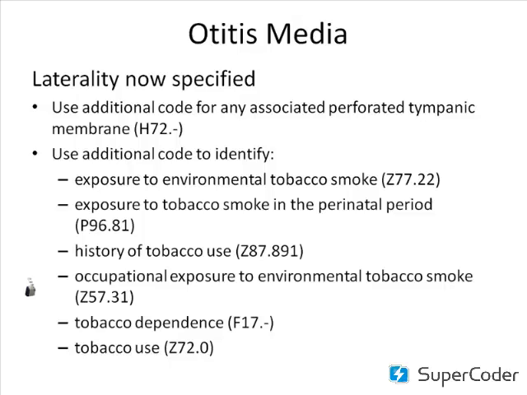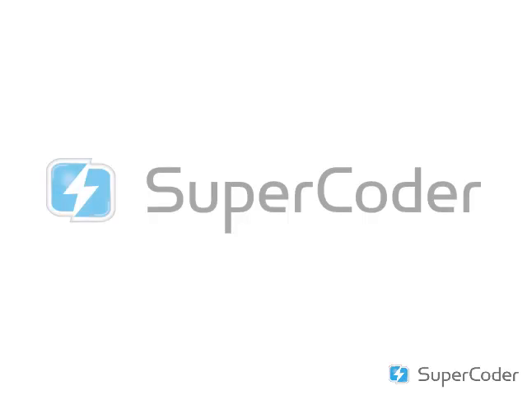We're also going to have an additional code for perforated tympanic membrane. Now, in ICD-9, this is something that you may not have noticed or you may not have coded correctly, actually. But in ICD-9, if a patient has otitis media and they have a perforated TM as well, you do not code the perforation. It's considered part of the otitis media. However, in ICD-10, you will code it separately.